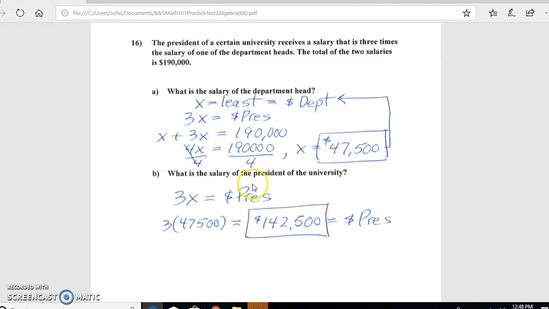What is the salary of the president? And we said here that the president's salary is 3x, and so we're going to use that down here, 3 times the x, which is 47,500. That's going to give me 142,500, and that is the salary of the president. Now you can check this. If you add these two salaries together, you should get 190,000, which is what you were given in the problem.